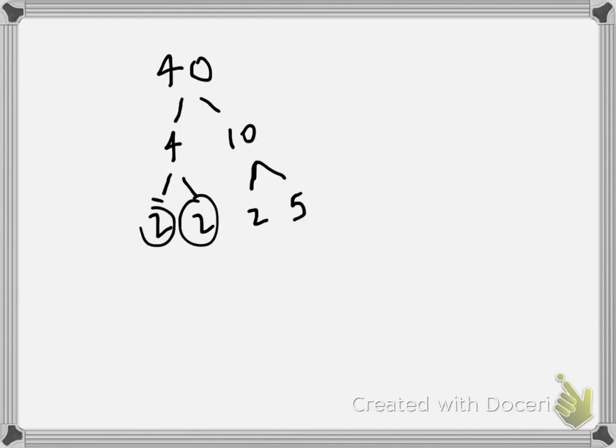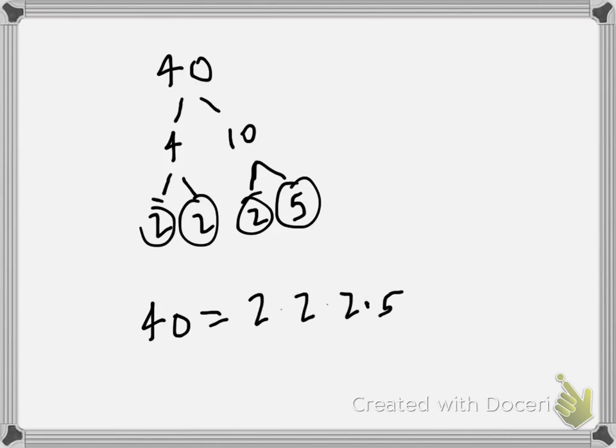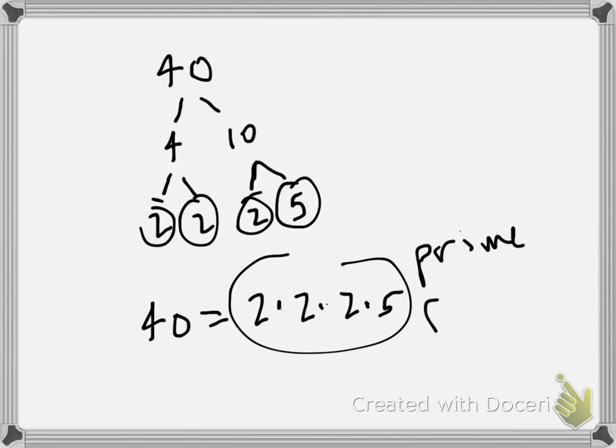And then this 2, the same thing. This 2, the same thing. 5, similarly, is only 5 times 1. It's the only way to make 5 with multiplication. So 5 is prime as well, and I am done. So 40 is equal to 2 times 2 times 2 times 5. All those numbers are prime. So this is called my prime factorization of 40.